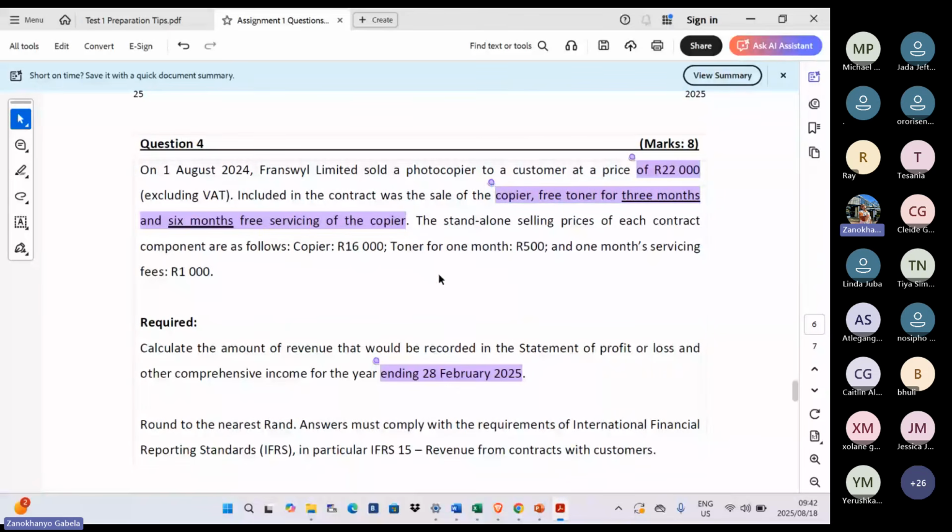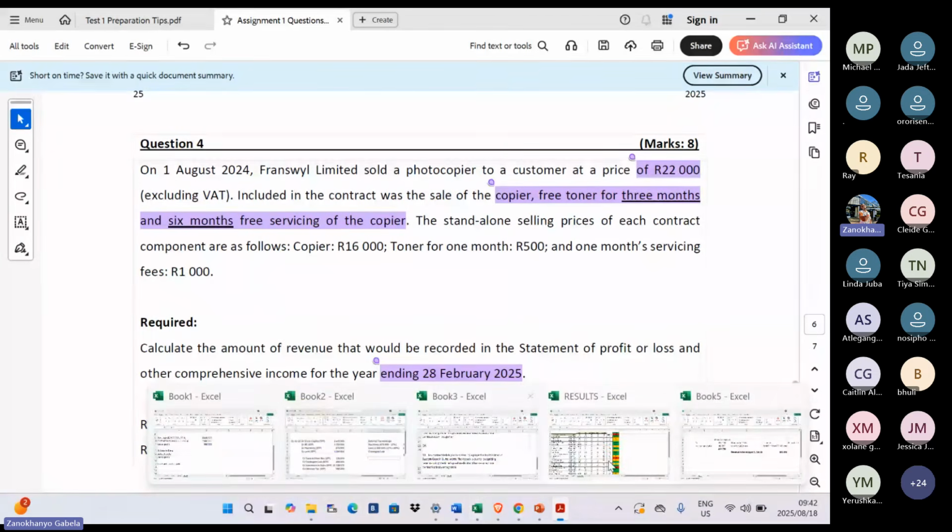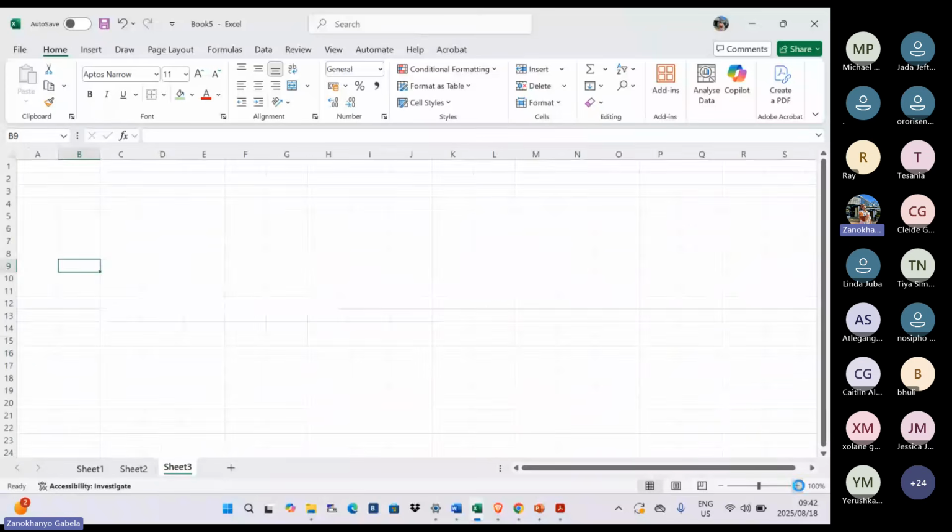So we have 3 performance obligations here. The first one is the photocopier. Then we have a toner, but it's supplied over 3 months, so we recognize revenue for this one over time, unlike the photocopier. We send the photocopier immediately and they have ownership immediately, so we have fulfilled a performance obligation and are entitled to recognize that revenue. Let's put this in an Excel sheet.